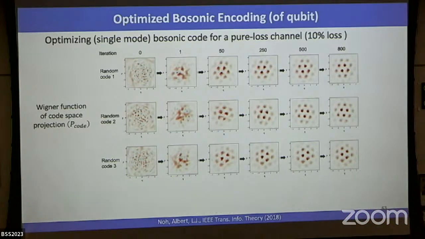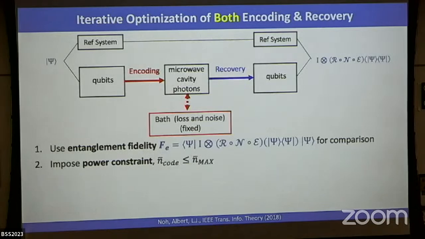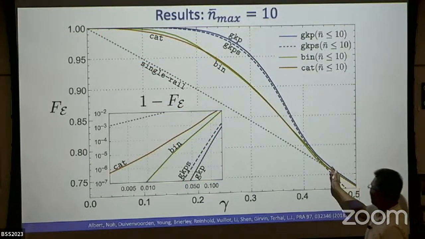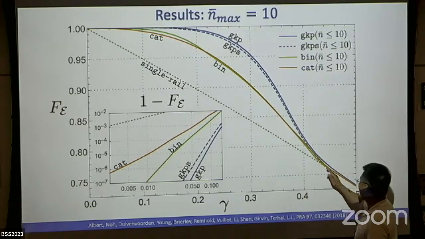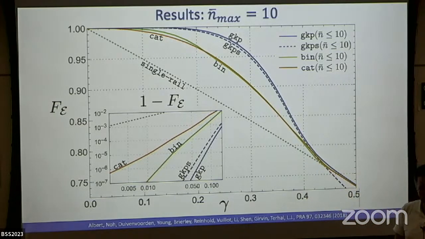Yeah, that's true, because here I would say the loss needs to be less than about 30 or 40% loss. Then GKP does better. And when the loss is pretty high, maybe it's better to do 0-1 encoding. And when it's larger than 50%, there is no way you can preserve the information.